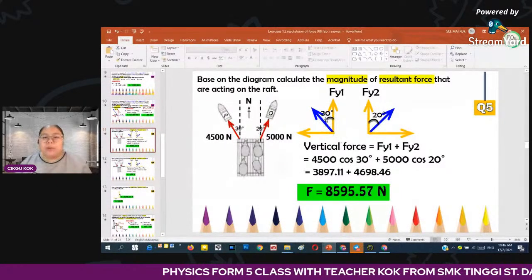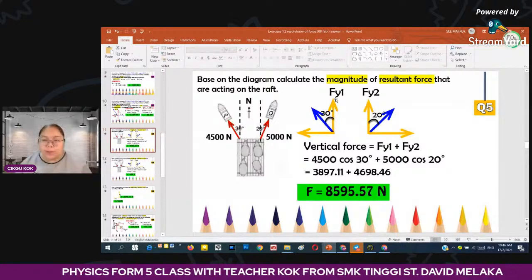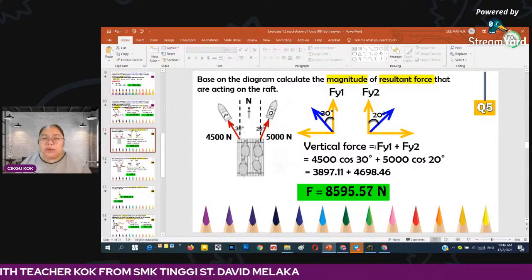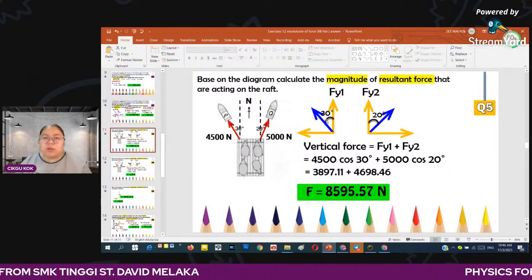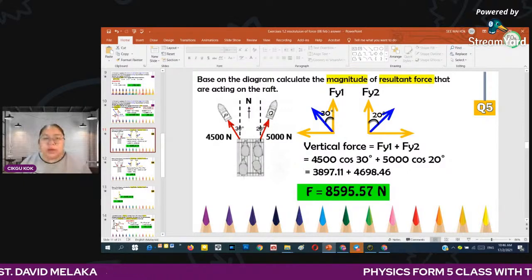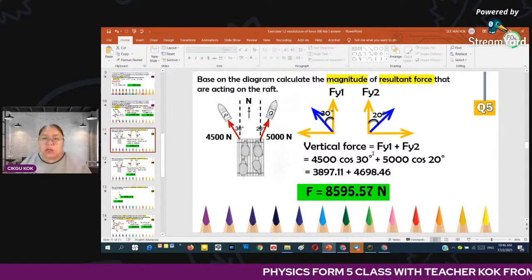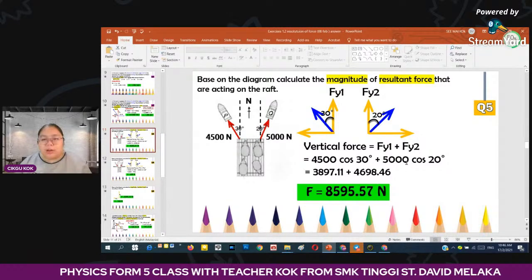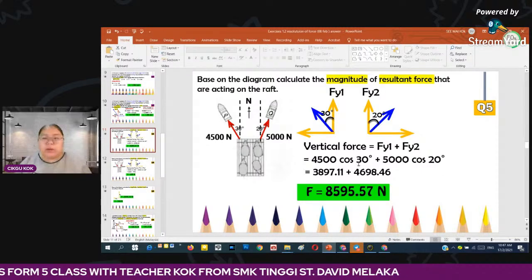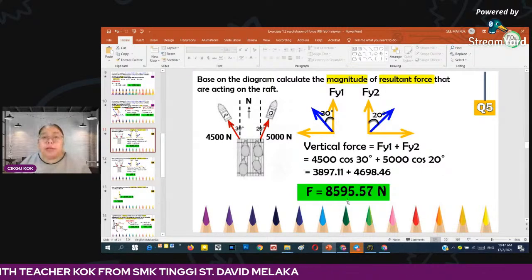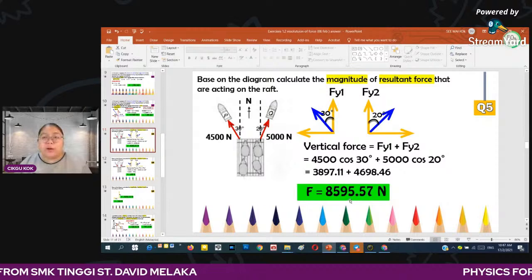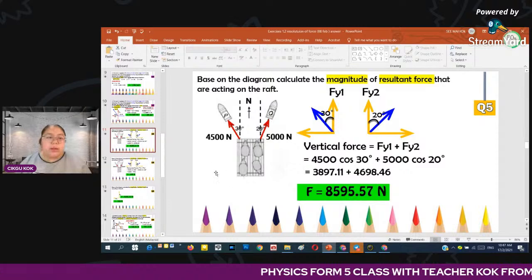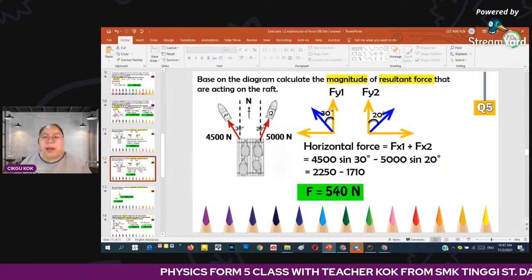Okay, so from here we find the vertical force. It is Fy1 plus Fy2. Fy1 is pulling up, so this one is a cos. We use 4,500 cos 30. Fy2 is also pulling up, so we use 5,000 cos 20. After we do the calculation, we add them together. That means this is the final force acting upwards, the vertical one. Then we go to the second part.